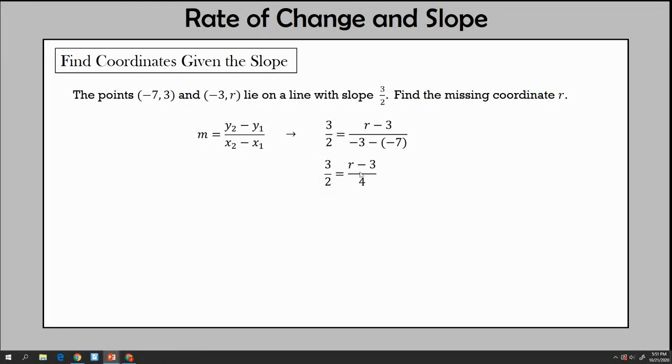Now we have a pair of ratios that are equal to each other, so we use cross products. 2 times the quantity r minus 3 equals 3 times 4. Distribute that 2 through: 2r minus 6 equals 12. Add 6 to both sides to isolate 2r. 2r equals 18. Divide each side by 2, and we get r equals 9. So that would be the coordinate value right here. We were asked to find r, and we found r.